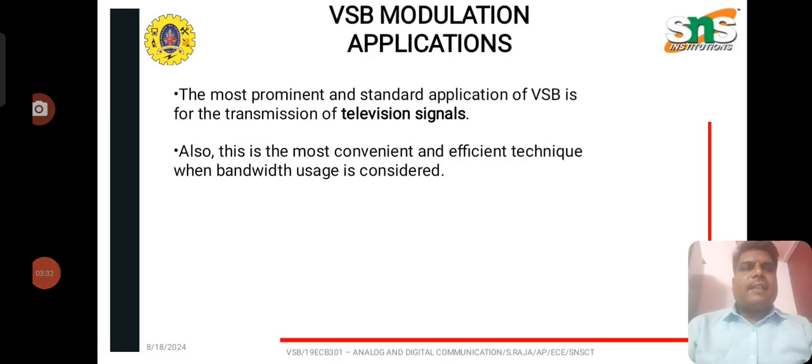Some of the real-time applications of VSB modulation: the most prominent and standard application of VSB is for the transmission of television signals. Also, this is the most convenient and efficient technique when bandwidth usage is considered.